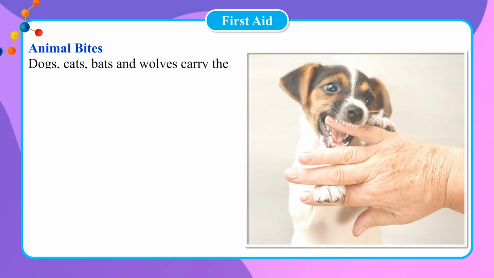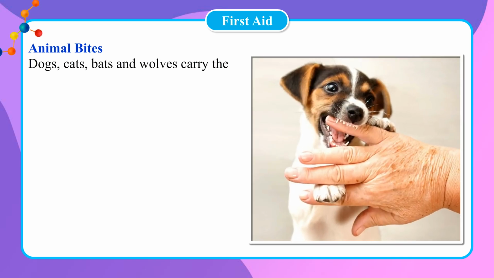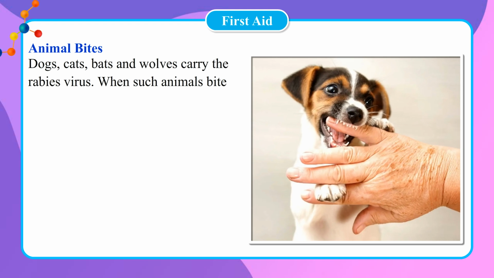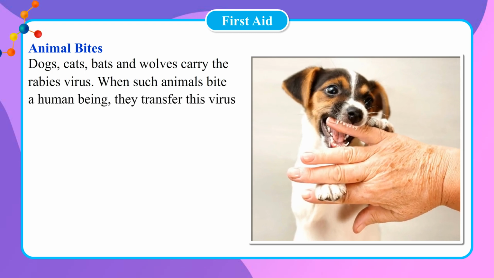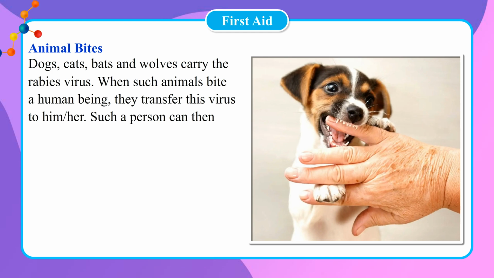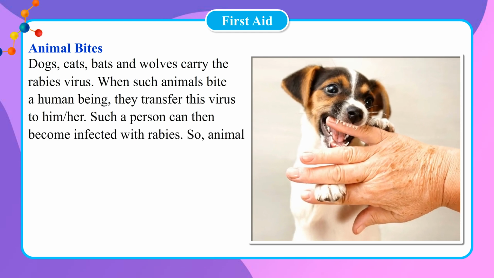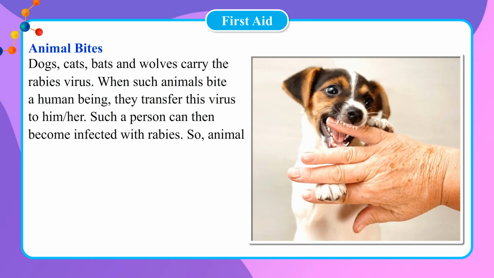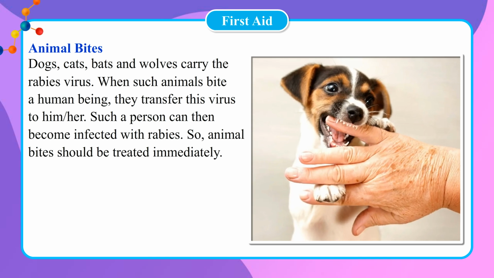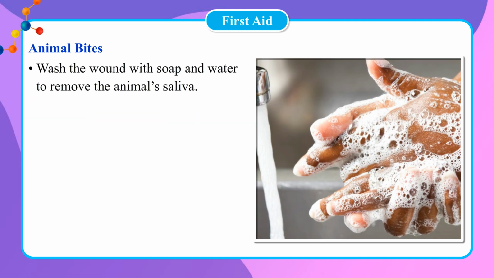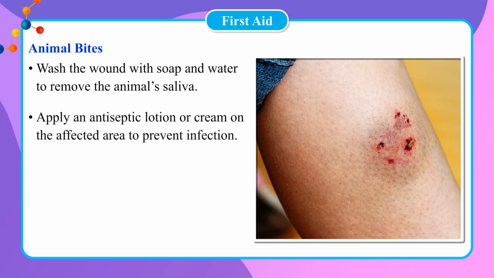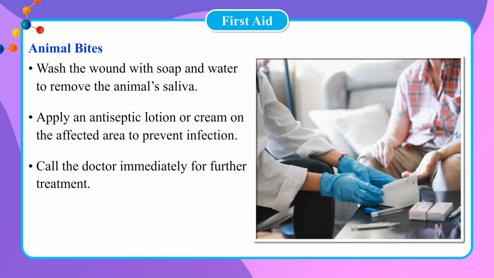Animal bites. Dogs, cats, bats and wolves carry the rabies virus. When such animals bite a human being, they transfer this virus to him or her. Such a person can then become infected with rabies. So, animal bites should be treated immediately. Wash the wound with soap and water to remove the animal's saliva. Apply an antiseptic lotion or cream on the affected area to prevent infection. Call the doctor immediately for further treatment.